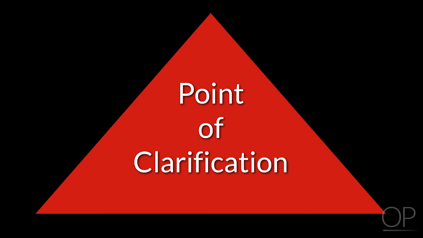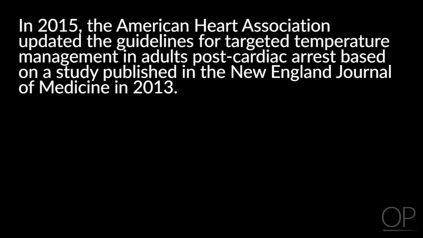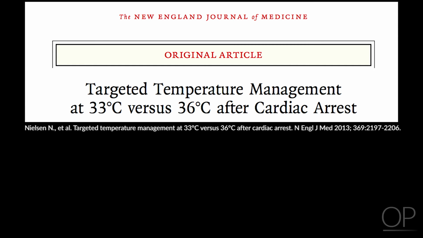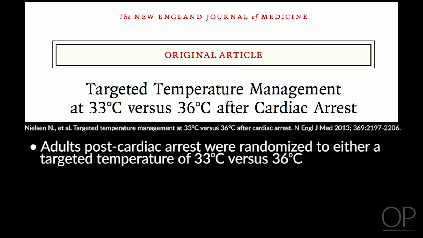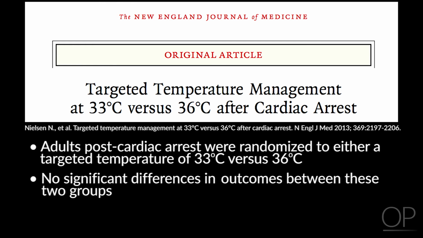Point of clarification. In 2015, the American Heart Association updated the guidelines for targeted temperature management in adults post-cardiac arrest, based on a study published in the New England Journal of Medicine in 2013. In this study by Nielsen et al., adults post-cardiac arrest were randomized to either a targeted temperature of 33 degrees Celsius versus 36 degrees Celsius and found no significant differences in outcomes between these two groups.